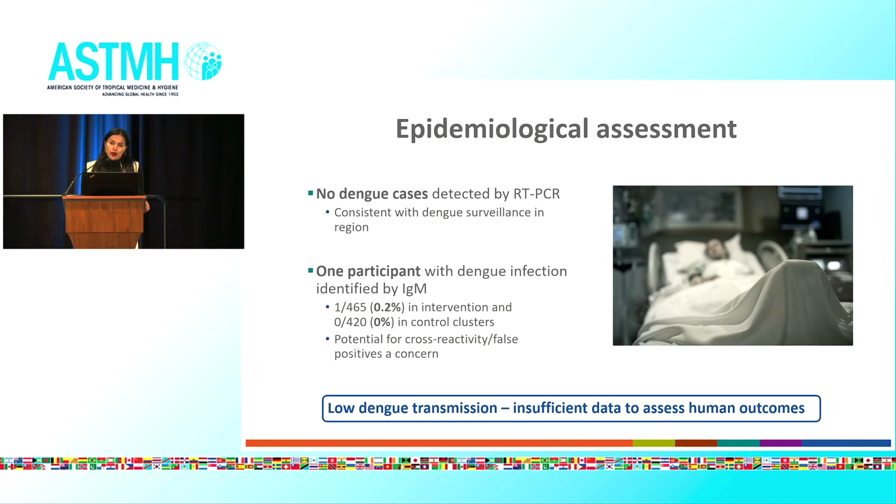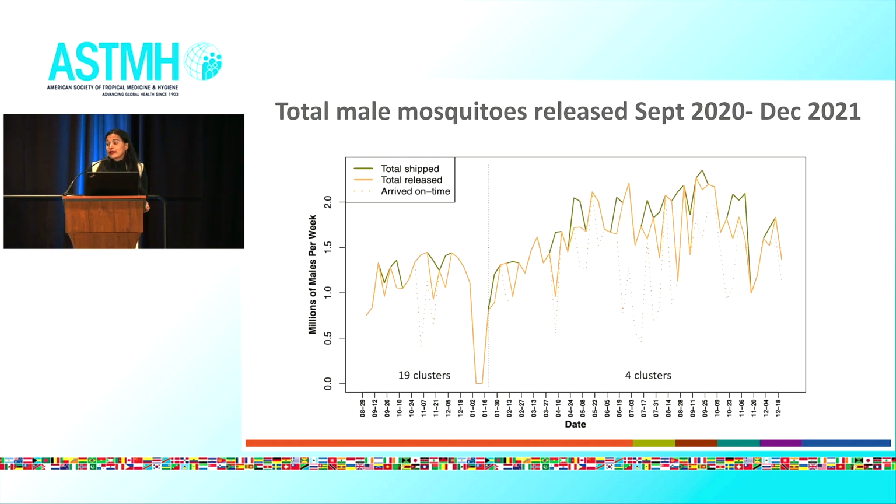What I'm going to show you now is the entomological data. These are the numbers of mosquitoes in millions released per week. 26 million mosquitoes in total were released. Mosquito shipments are shown in green, mosquitoes released in orange, and mosquitoes that arrived at expected time in the dashed line. 35% of shipments were compromised, resulting in 36-hour delay per month. When working in 19 clusters, we were releasing about 1 million mosquitoes per week, and this increased to an average of 2 million mosquitoes per week after we moved to only releasing in 8 clusters.